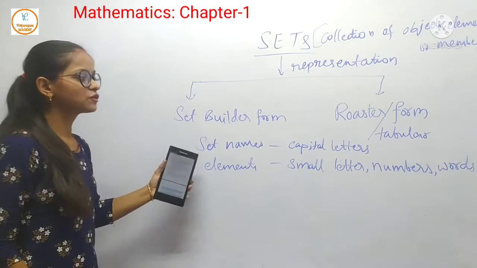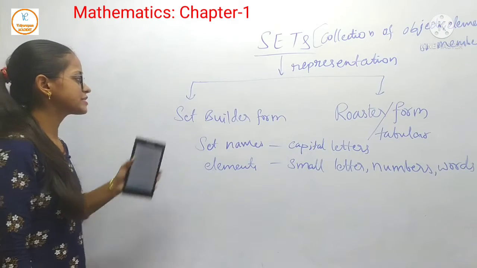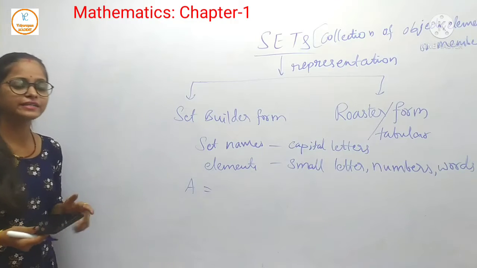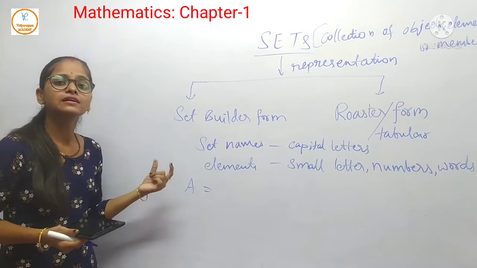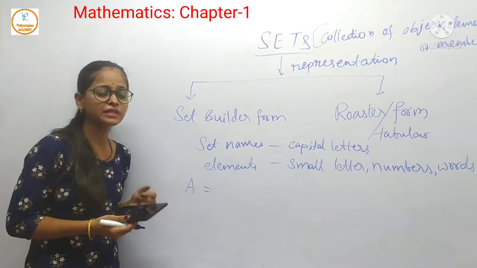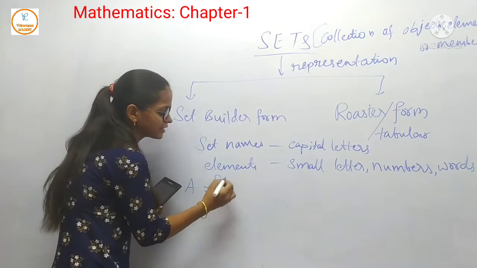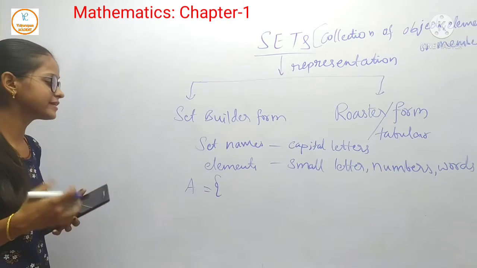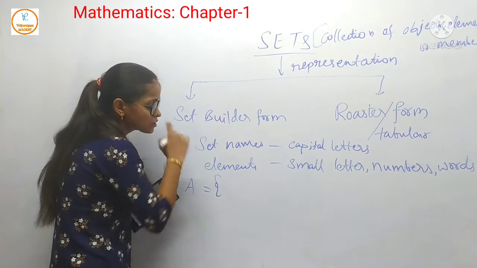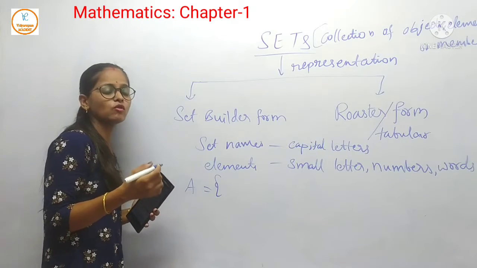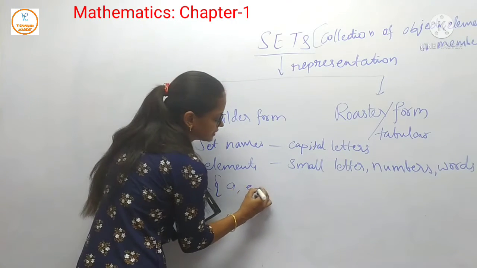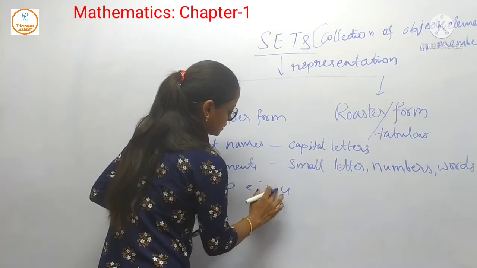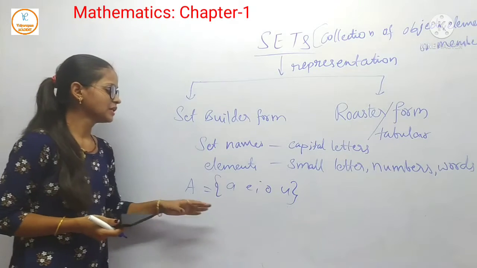Okay, so one of the two forms I considered is set builder form. In set builder form, if I consider one of the sets and give the name capital A, since the names of sets are represented by capital letters, and if I consider the vowels, what are the vowels in the alphabet? Vowels are nothing but A, E, I, O, U. This is the set.